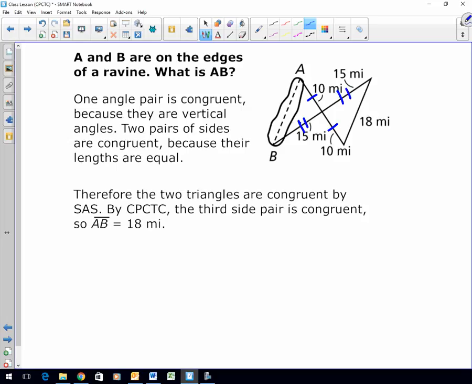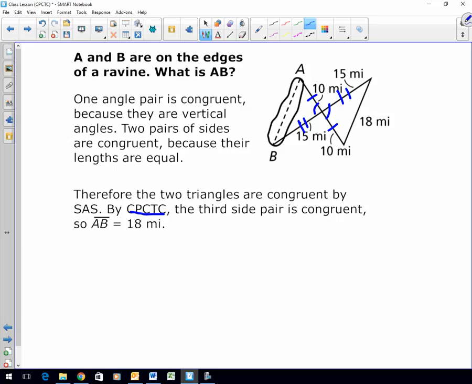Michael just mentioned something. These two angles, what type of angles are they? They're vertical angles. Vertical angles are congruent. Say it with me: side, angle, side. Do I have two congruent triangles? Yes. If I have congruent triangles, then corresponding parts of those congruent triangles are congruent. In other words, the sides and the angles that correspond are congruent. So this angle and this angle are congruent, this angle and this angle are congruent, and this side and this side are congruent.